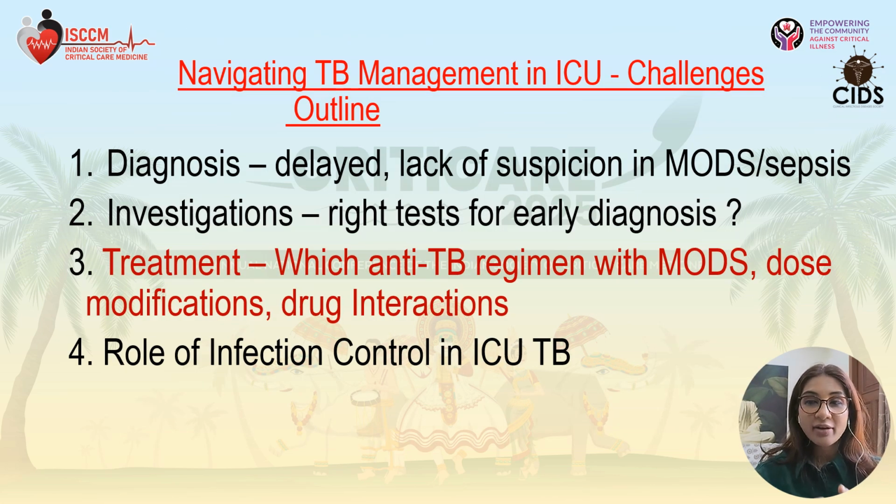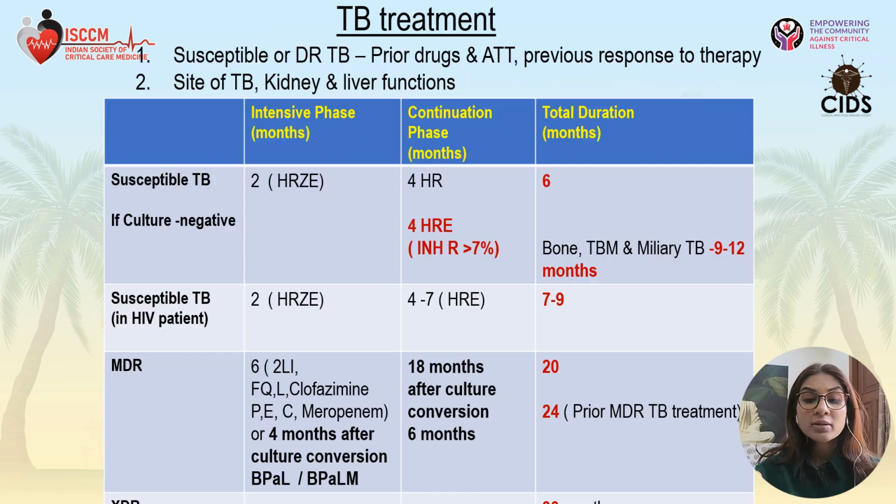Now, once we have a clinical suspicion, we have sent the appropriate test, we need to start the patient on the appropriate anti-TB regimen. So what should we start? This will depend upon whether the patient is likely to have a susceptible tuberculosis, or is it a drug-resistant TB. Now, this will depend again on the history. So the prior drug history and also the response to therapy is important, because patients may present in the ICU sometimes with even a paradoxical response.